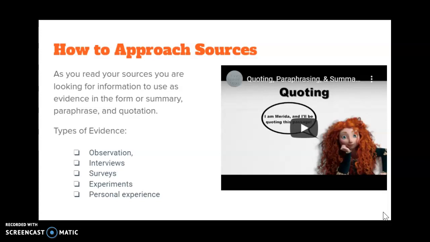Paraphrasing and summarizing as you read will benefit you in the long term because those very summaries, paraphrases, and even quotes will become the evidence you need to support your position in the essay. Here is a brief video explaining the differences between summary, paraphrase, and quotation.